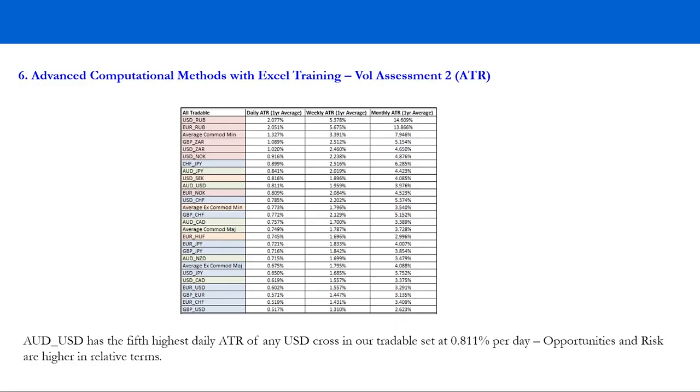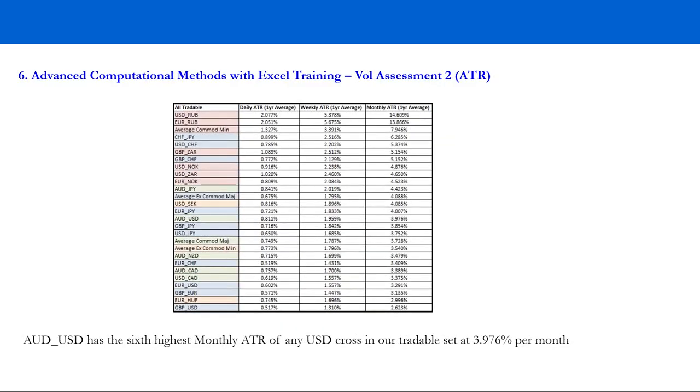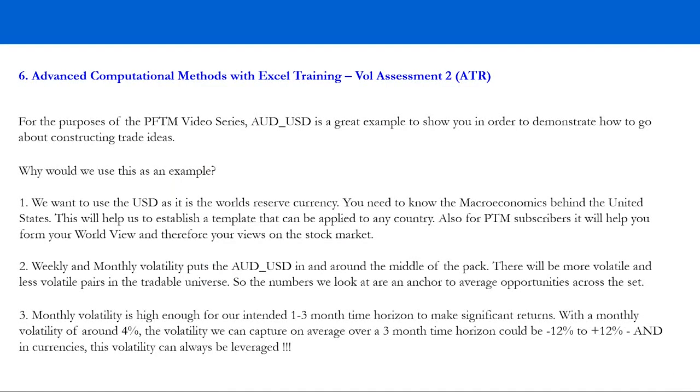So on a one-day basis, a daily ATR, 1 year average, we're looking at a 0.811% ATR on average per day. On a weekly basis, we're looking at a 1.959% average. And on a 1 month basis, a 3.976% move. Okay, so let's try to look at this in the bigger picture.